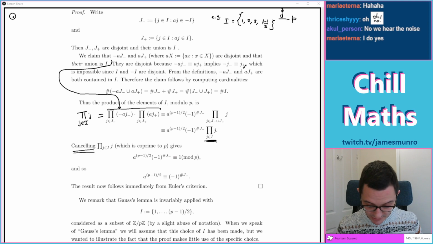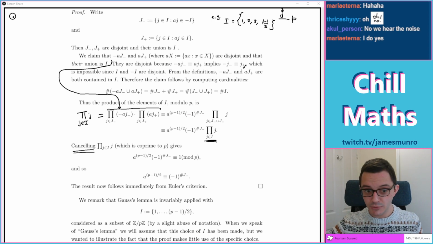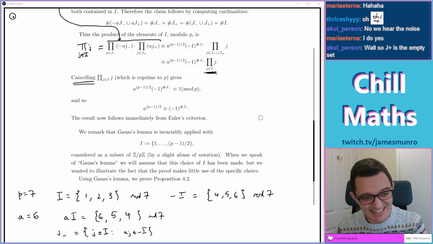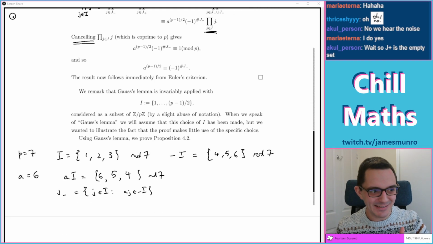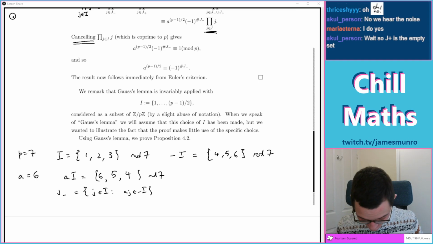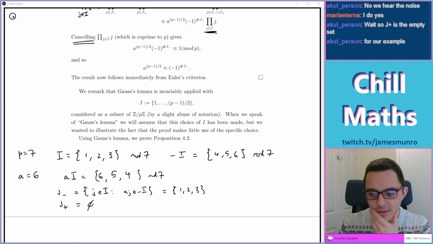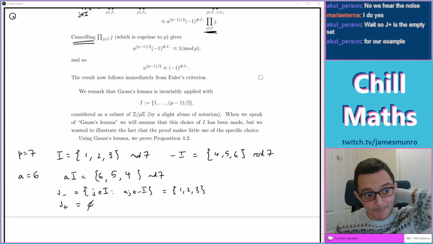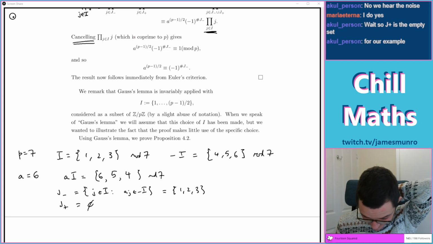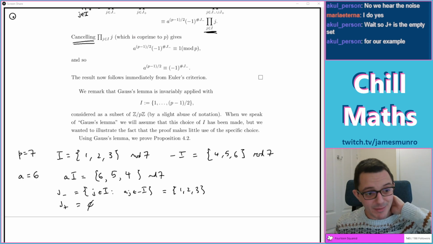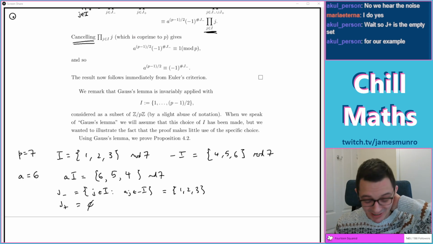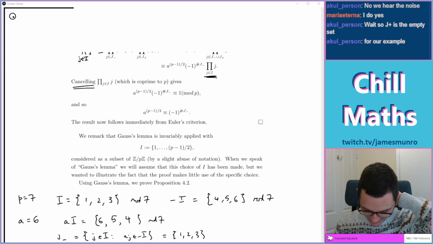Okay, so this was handy because I was imagining these things to have the same size as each other, but in fact, with Herb's choice of 6 and this choice of I, for our choice of prime, p is 7, a is 6, I is 1, 2, 3. For that choice, I think J minus is all of them and J plus is the empty set. In our example. Yeah, I think. Which maybe means it's not going to be a great example for the next bit, but whatever. Let's just see if we can follow this through.